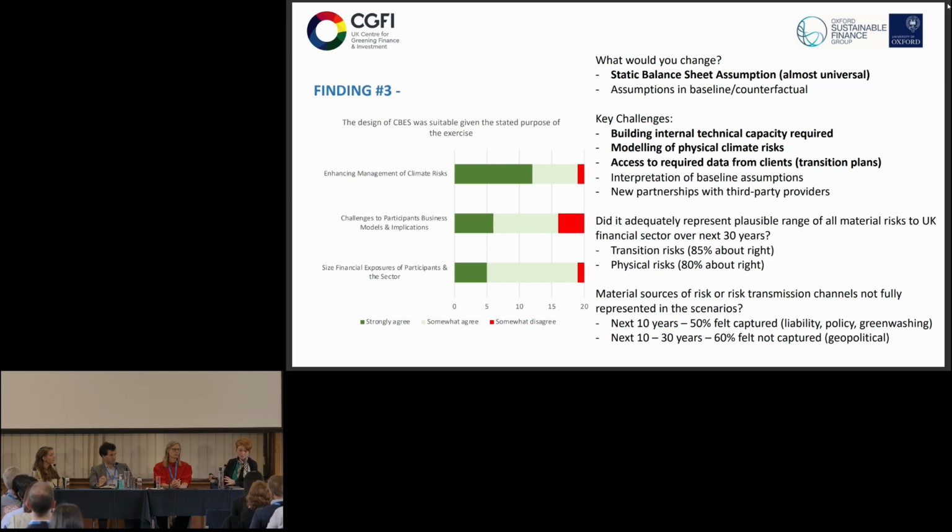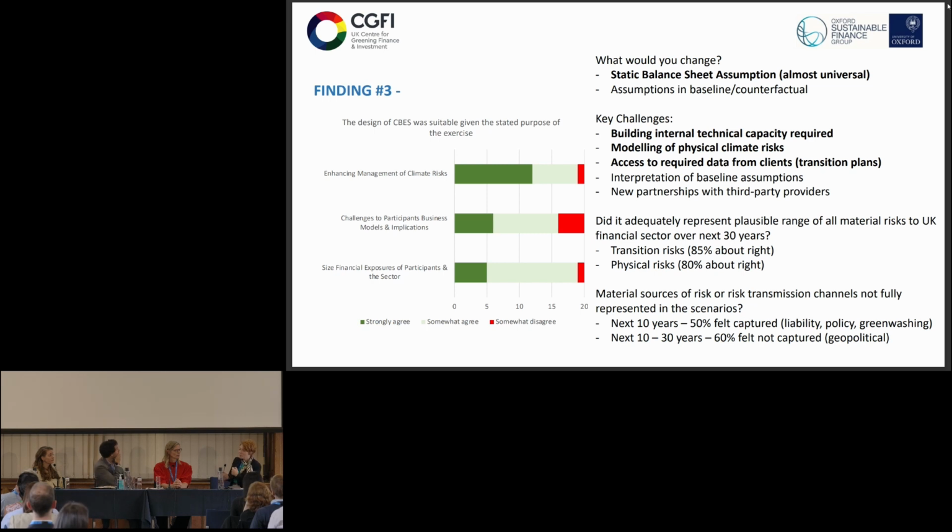But the next thing we talked about was, to what extent did this really help us understand the size of financial risk to the UK from climate? And so they said yes, universally, they somewhat agreed or strongly agreed. And we dug into that a little bit more. So we asked them, do you feel that this adequately represents the range of plausible material risks that the UK could experience over the next 30 years, the scenarios that were used? And overwhelmingly they said, it's about right. Given current knowledge, what we were asked to do represented our understanding of risk.